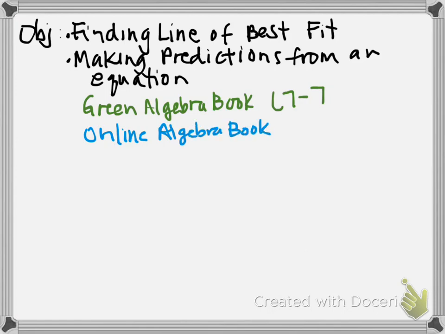So interestingly enough, we're going to work from the online book today in class, but your homework's going to come from the green algebra book, right? So this is lesson 8.2, okay? And remember, what you want to look for is math trainers on the particular topic you're interested in. It's interesting, they do not have a math trainer for the line of best fit.